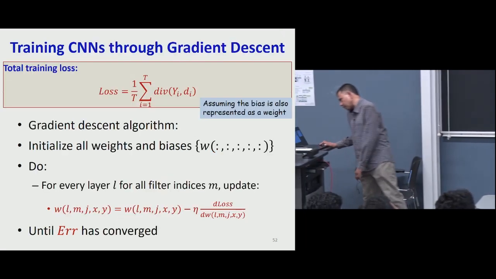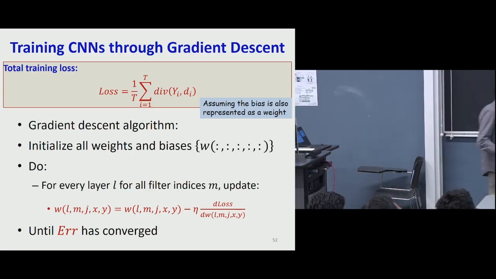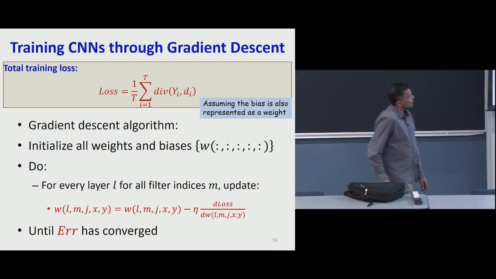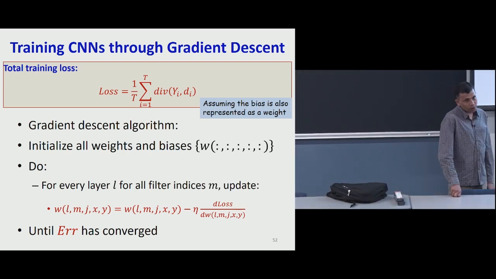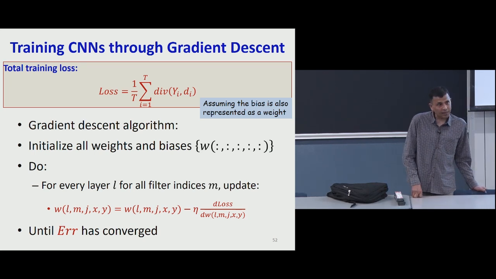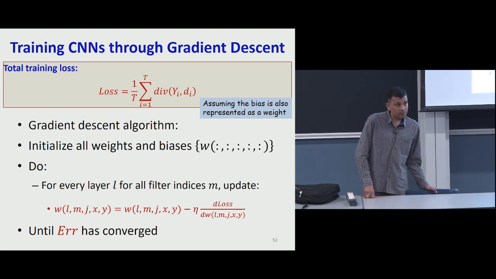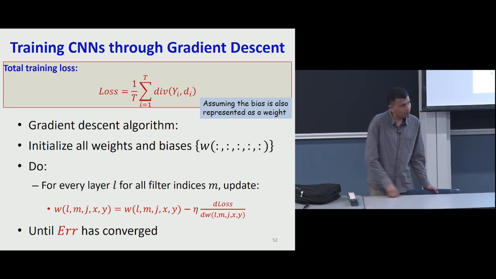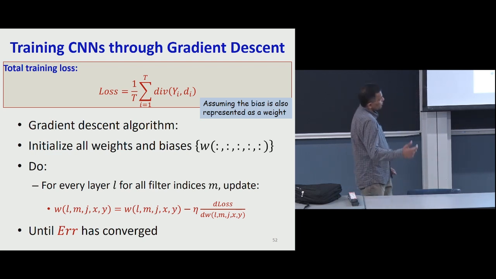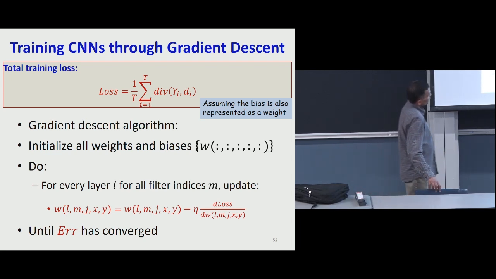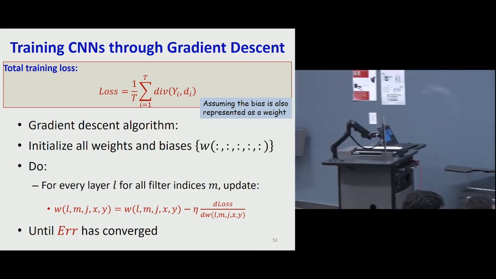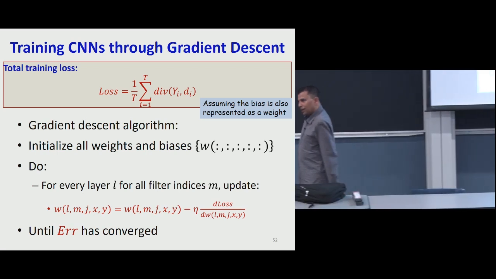In order to train the network, we are going to use gradient descent, which means that we'd initialize all the weights and biases of the final MLP. I'm also initializing all the filter parameters, which includes the weights and their biases, keeping in mind that each filter is just a perceptron, right? And then you'd iteratively go back through every layer, and for every filter index, you're just going to be using the standard gradient descent rule.